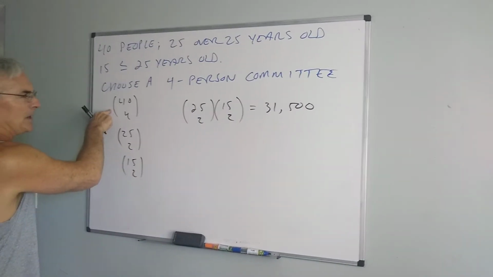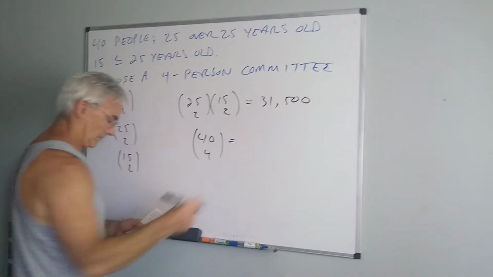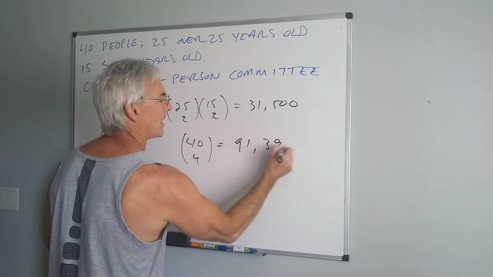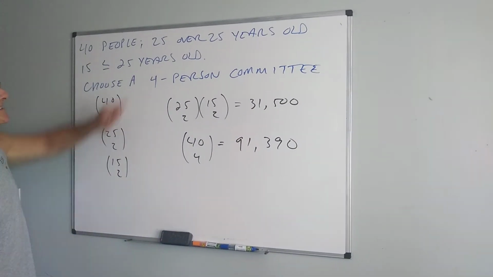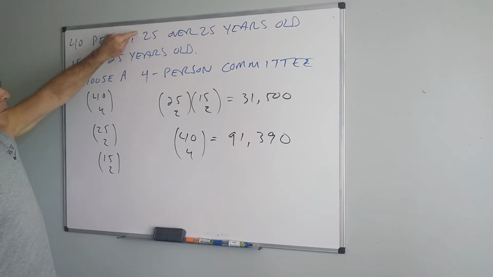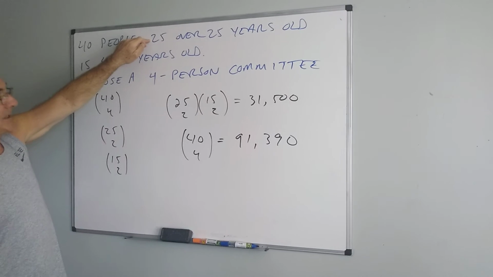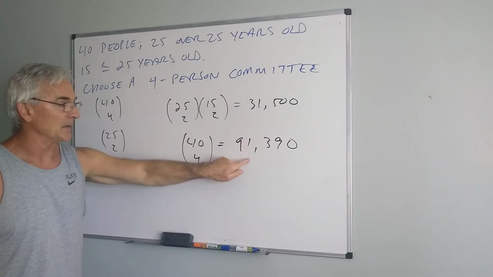If I said, how many committees altogether could I form? That number would be 91,390. So you say, well, where are all the other people? Well, I could have 0 people from this group, 1 person, 2, 3, or 4. That's 5 possible ways I could select my committees, and that sum would add up to here.